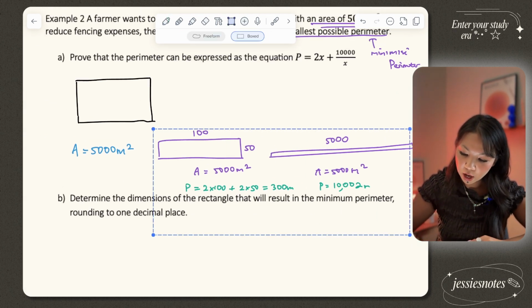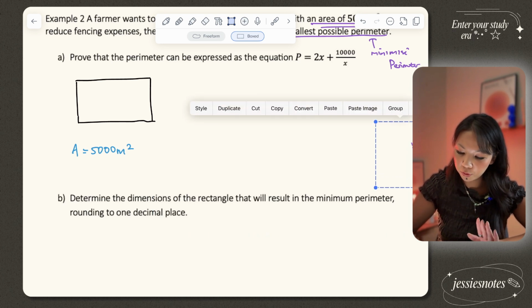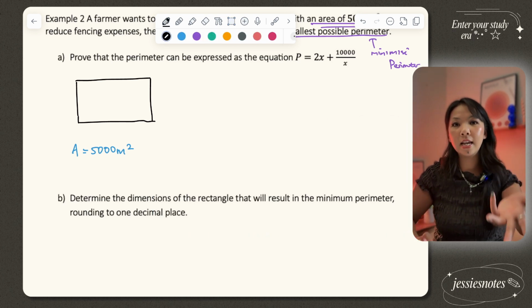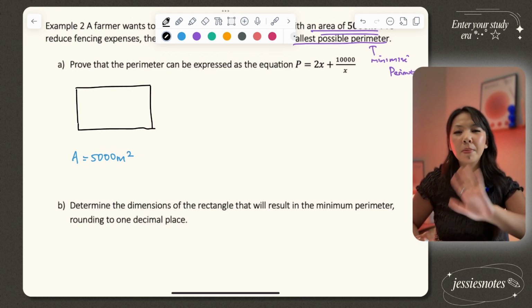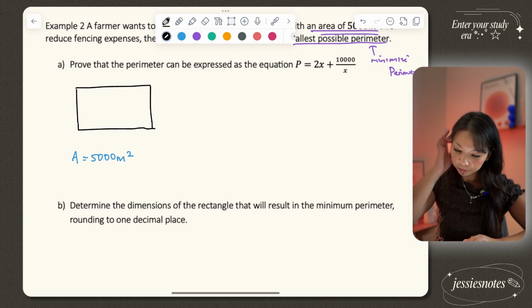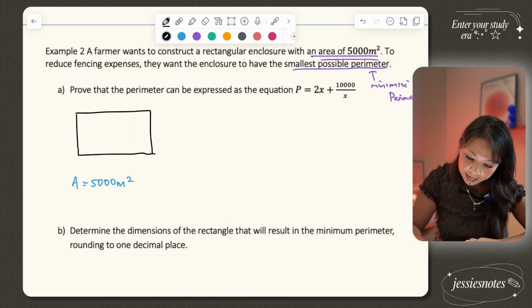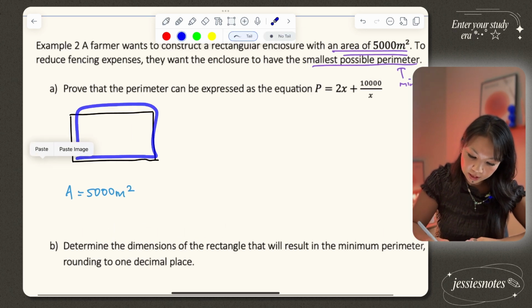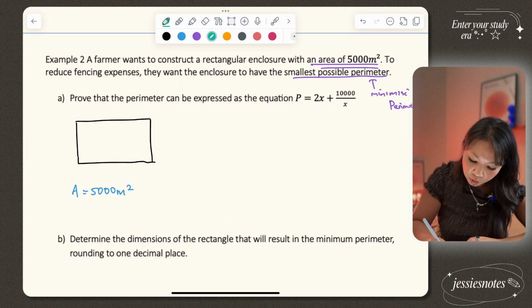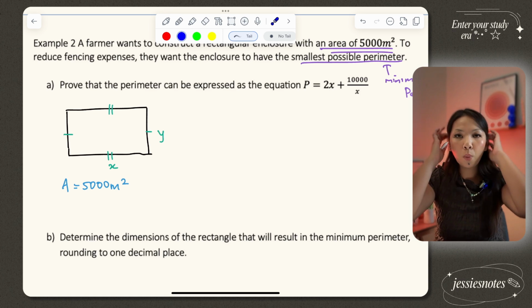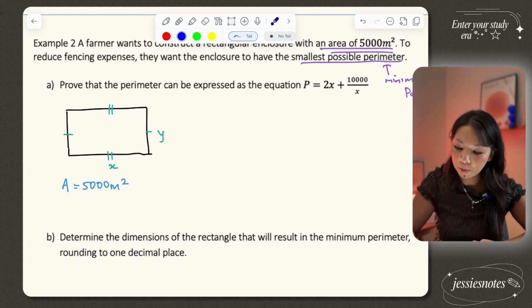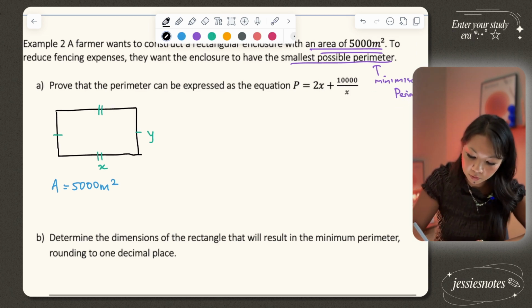Okay, good. Hopefully you have a better understanding of what we're trying to achieve. So the next steps will be a bit more intuitive. All right, so now I'm going to continue drawing this diagram. I'm going to label my different dimensions. I'm going to call my length x and my width y. Now let's start off with the most simple way to represent the perimeter, because remember we're minimizing the perimeter, so we have to start from there.